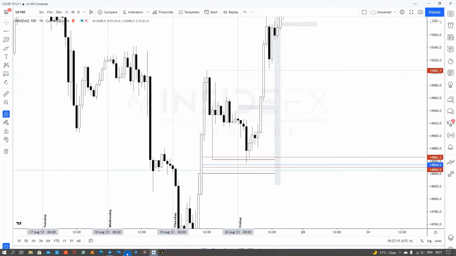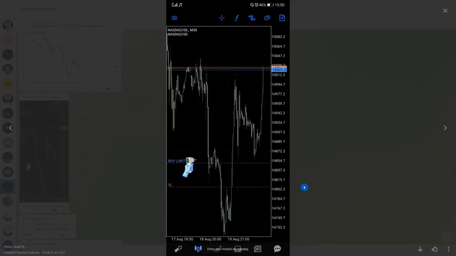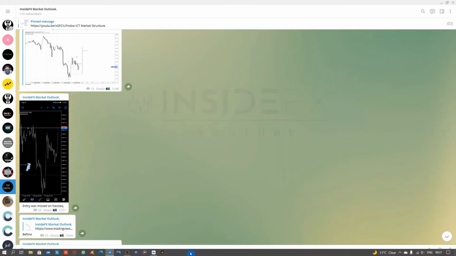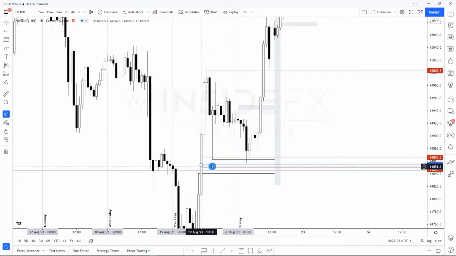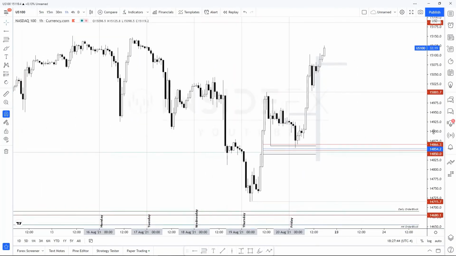As you can see right here on Nasdaq, price missed my entry, so that's okay, can't catch them all. But that was one of the reasons I took the trade, the order block, and I used ICT's power of 3 to almost project the low of the day.